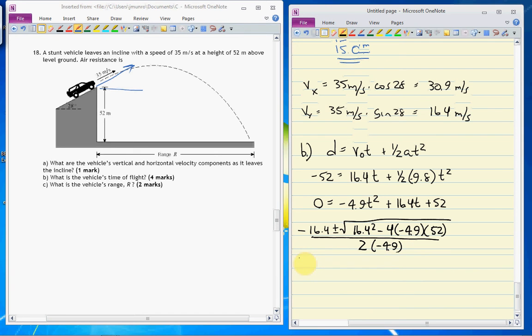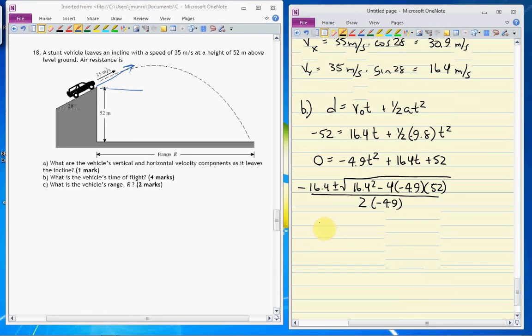When we work this out, you will get two answers. You'll get 5.3 seconds or negative 2.0 seconds. Obviously only one of these, the 5.3 seconds, makes sense. So that's our answer.